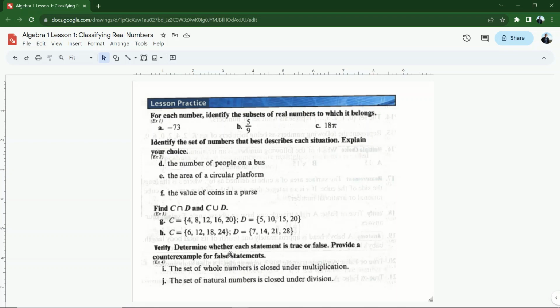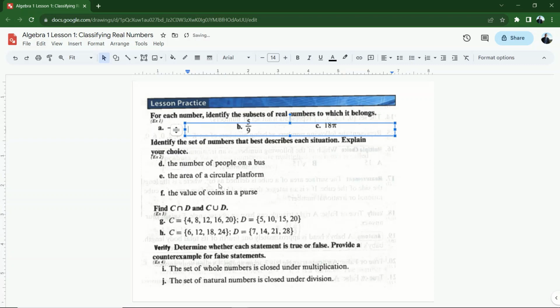For each number in A, B, and C, we need to identify the subsets of real numbers to which it belongs. So it's not just going to be a single set or subset. We have to identify all subsets. What about negative 73? What kind of number is negative 73? Well, I know negative 73 is an integer. Because it's an integer, I know it's not a counting number or a whole number, because counting numbers and whole numbers don't include the negative numbers.